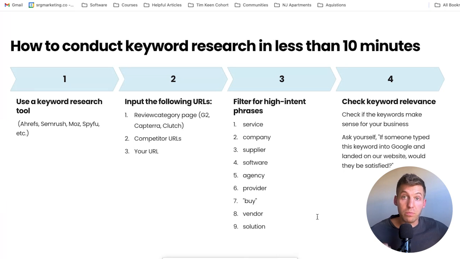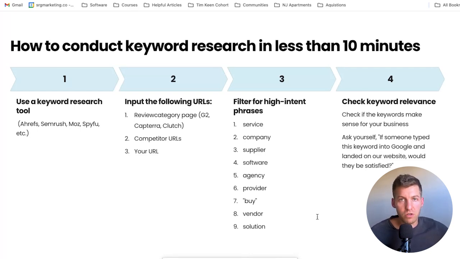If you're selling a product to other businesses, words like vendor, supplier, the word buy. So like buy trailers, purchase trailers. These words are all indicating that someone is ready to buy or talk to a salesperson. And the last thing you want to do is check for keyword relevance.